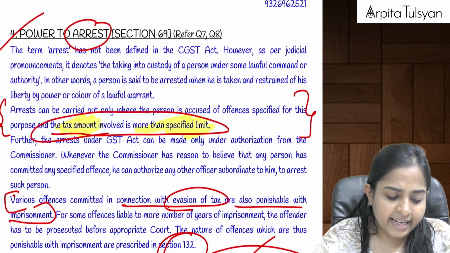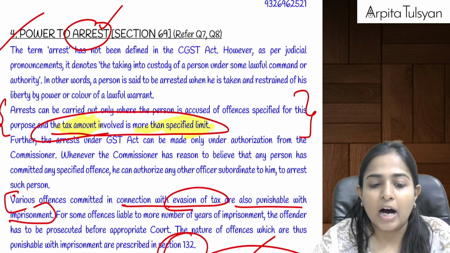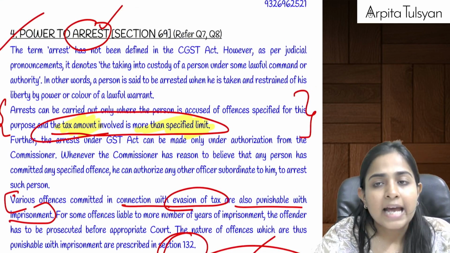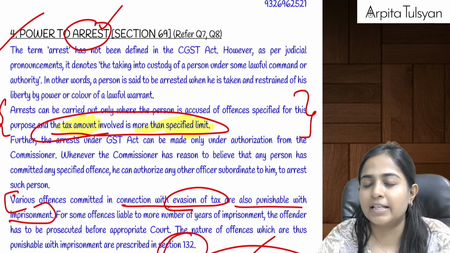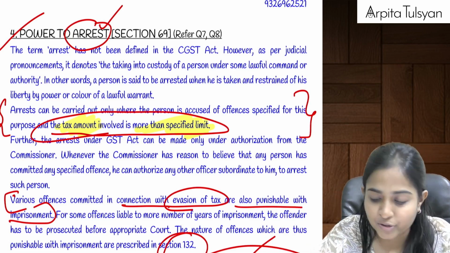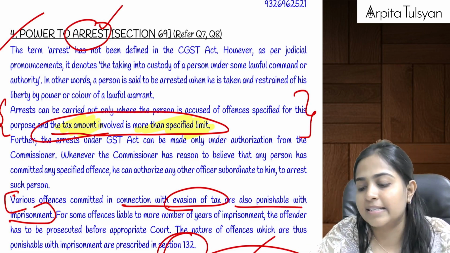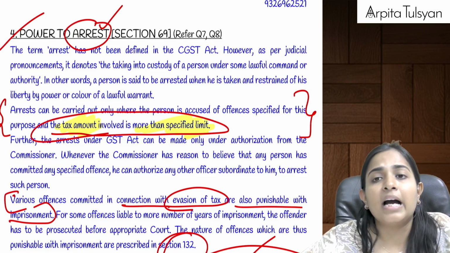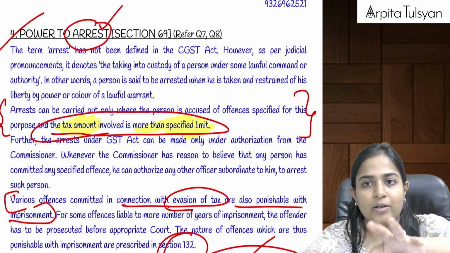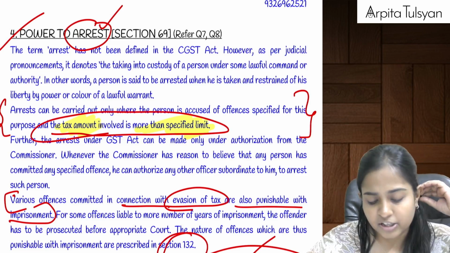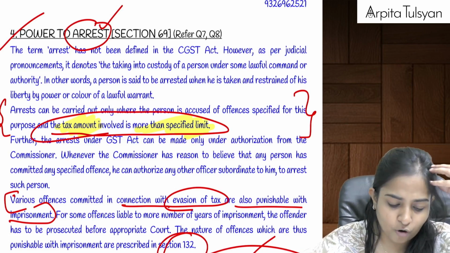Yes. Then the next one is power to arrest. The next big part of the chapter is section number 69, power to arrest. Now, the term arrest is specifically not given in the definitions, which is why it was not included in our definitions, because it is not defined in the GST law. But normally, arrest means taking into custody, lawfully taking any person into our custody because he has contravened the law.